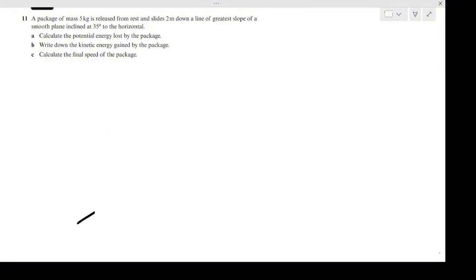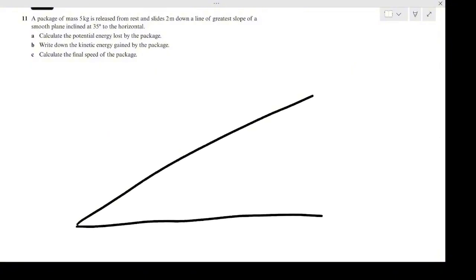Okay, so we've got this setup here, right? So it's at an angle of 35. We've seen problems like this already. Okay, so we've got this package. So I'm going to say this box here, 5 kilograms. Okay, and I'm told it's released from rest. So initially the speed is 0. Oh no, sorry, it's going to go down the slope. It moves down the slope. So it starts up here at 0 speed.